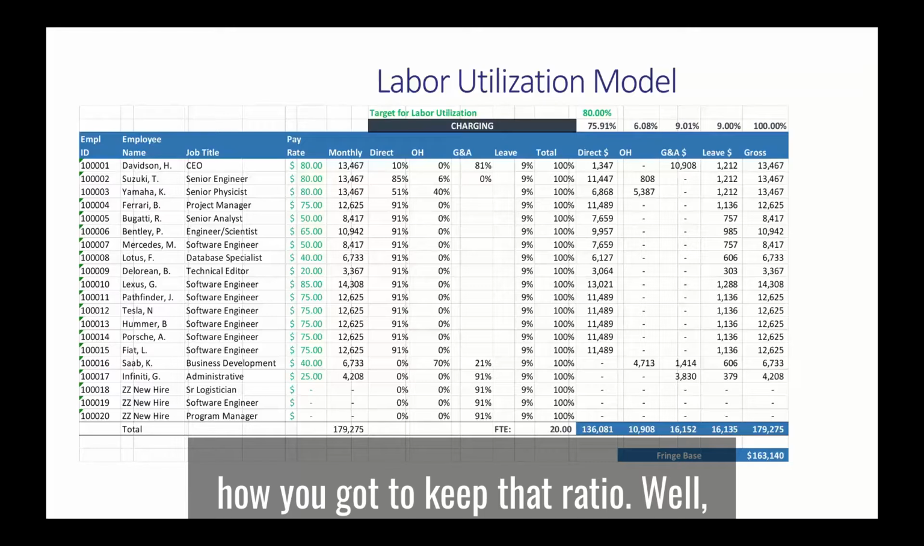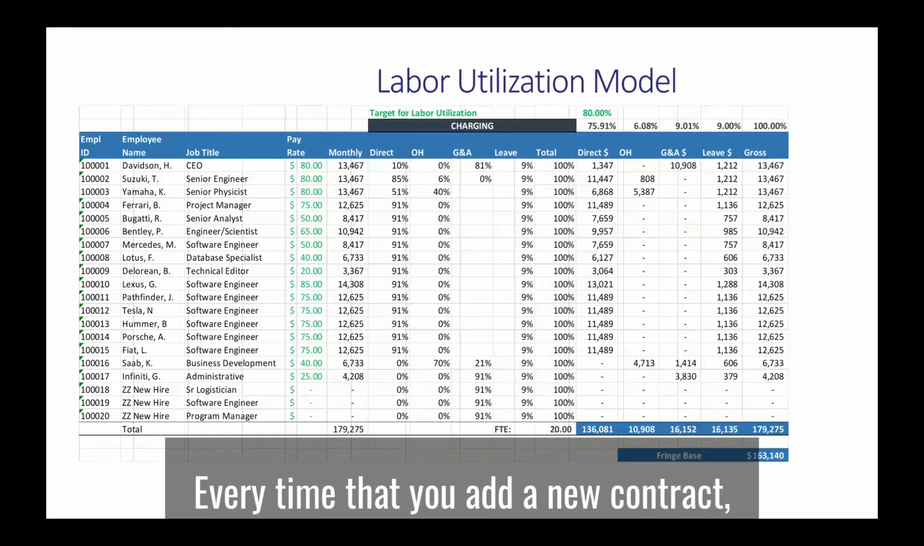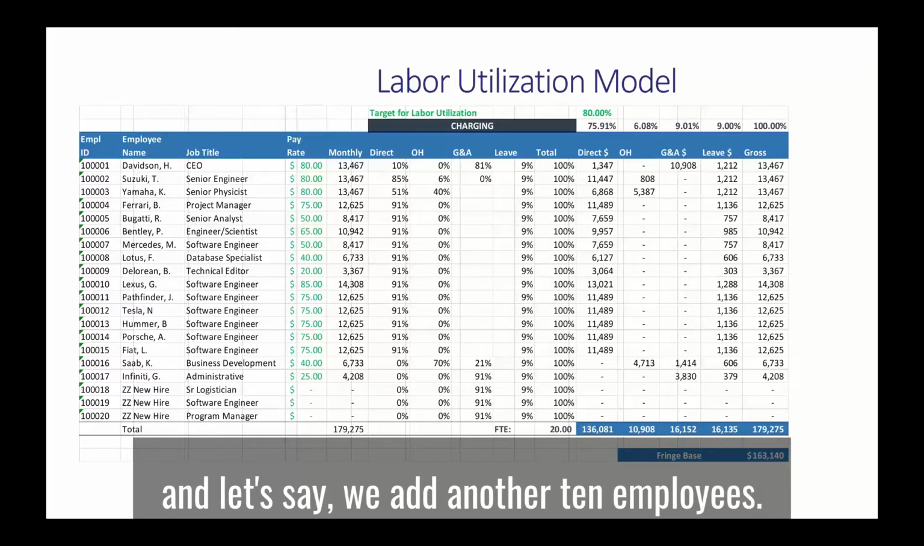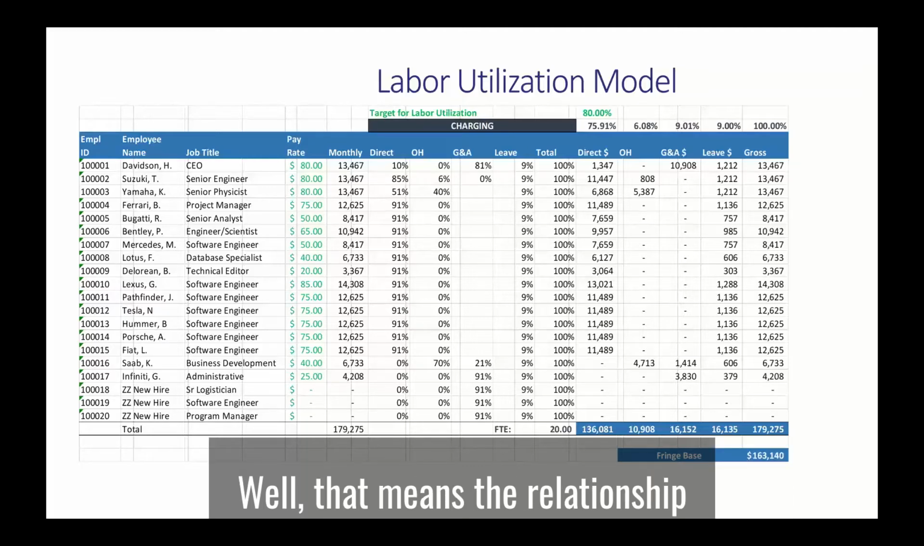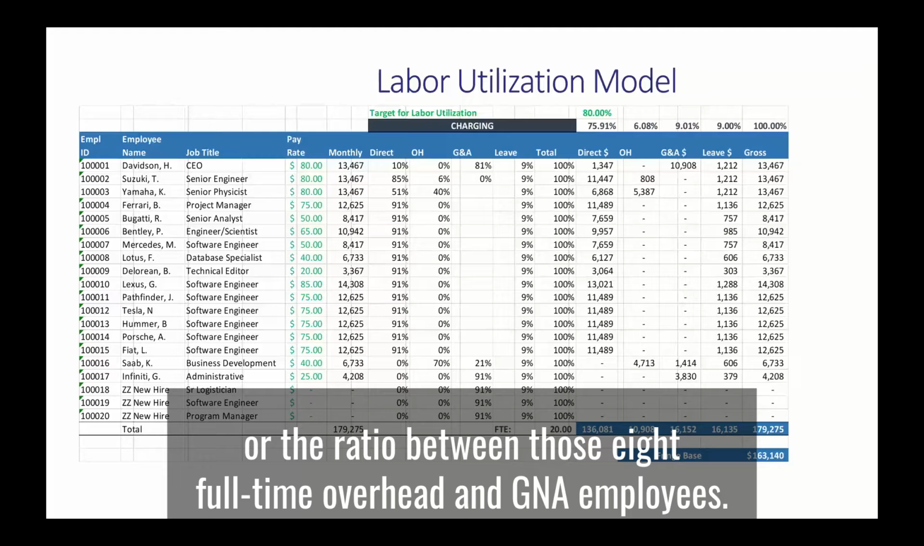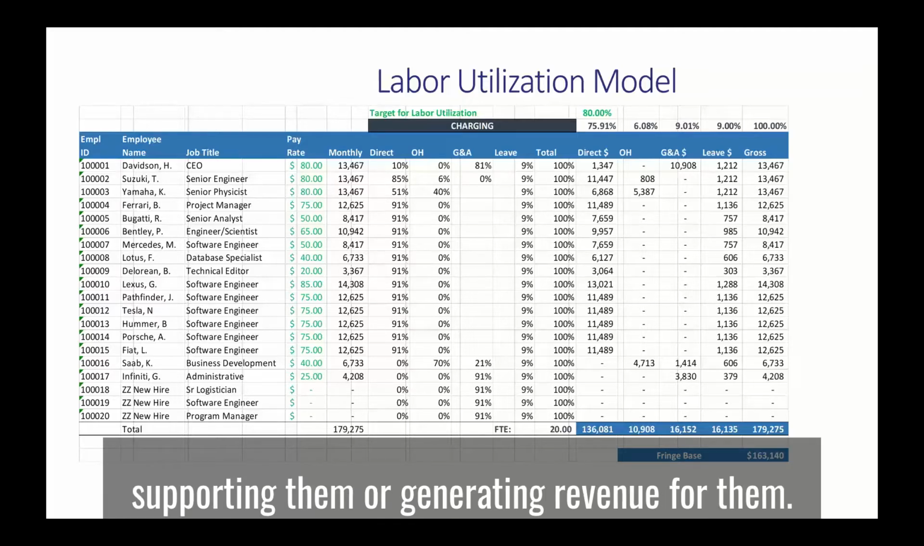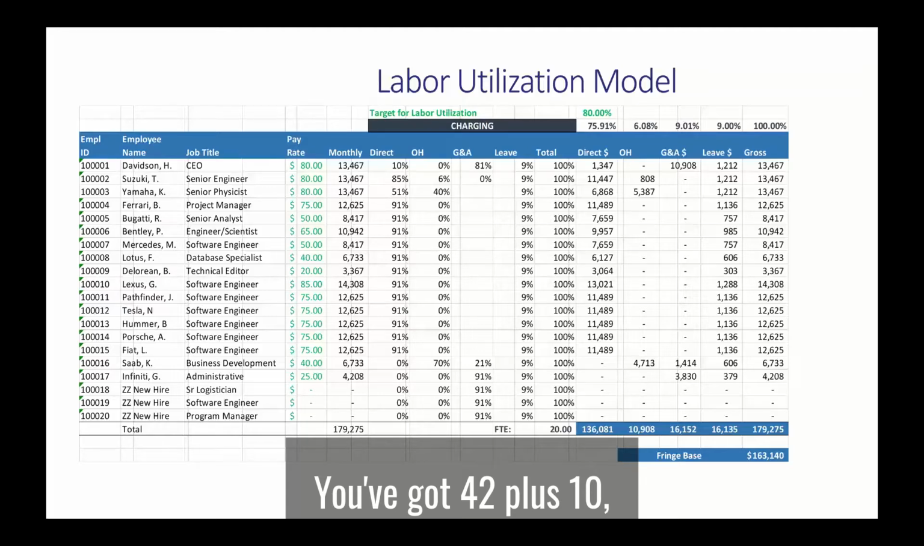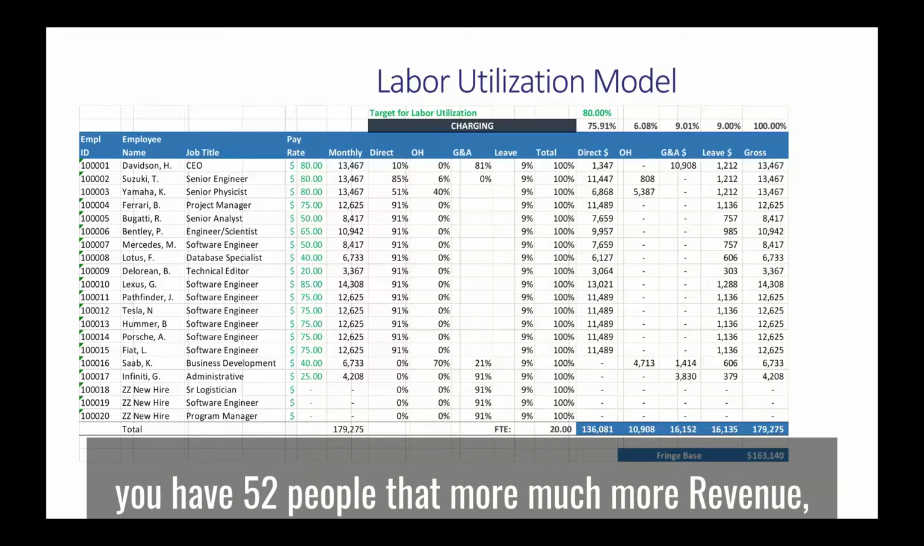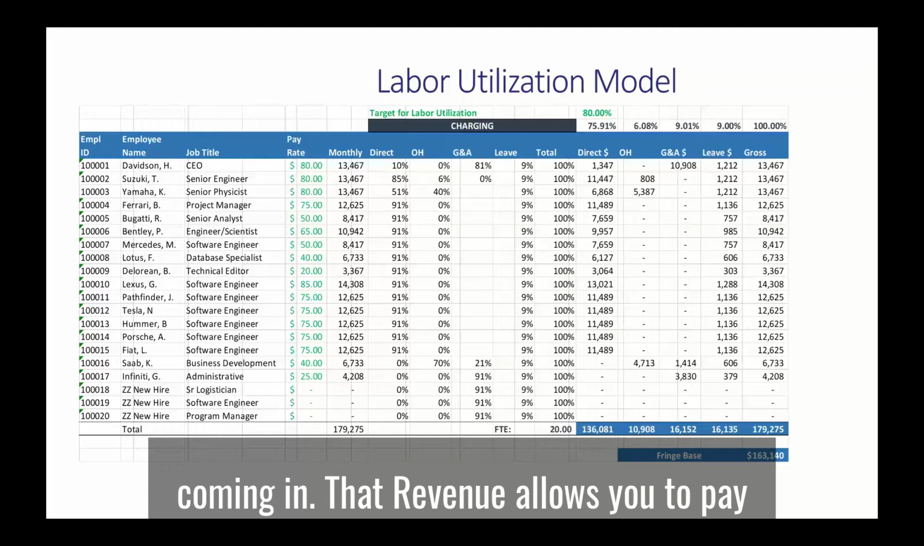Well, every time that you add a new contract, and let's say we add another 10 employees, well, that means the relationship or the ratio between those 8 full-time overhead and G&A employees changes. Now you've got not 42 employees supporting them or generating revenue for them. You've got 42 plus 10. You have 52 people, much more revenue coming in.